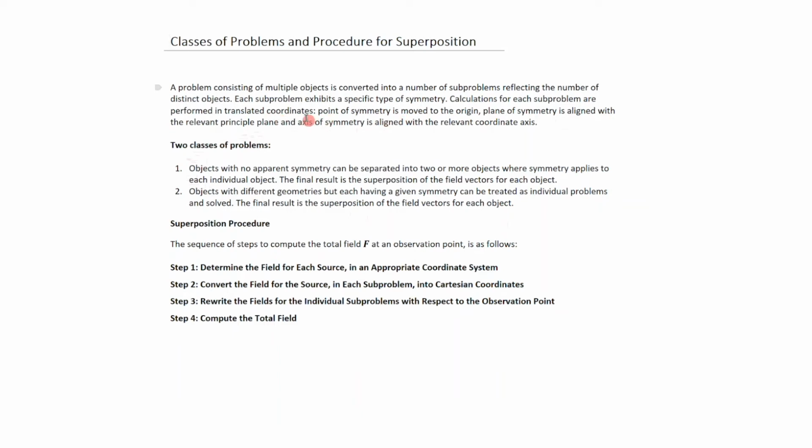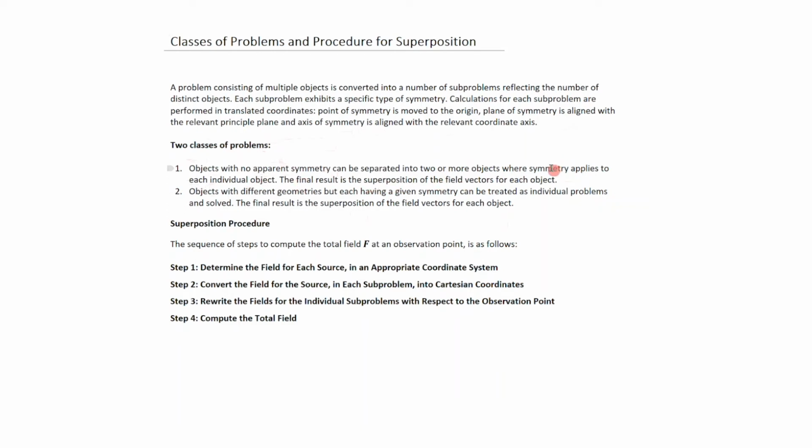So we have basically point symmetry if we're dealing with a sphere, plane symmetry if we're dealing with a slab, and we have axis symmetry if we're dealing with anything which has a cylindrical symmetry. So the two classes of problems are as follows. Objects that appear to have no apparent symmetry can be separated into two or more objects where symmetry applies to each individual object. And then the final result is the superposition of the vector fields for each object.